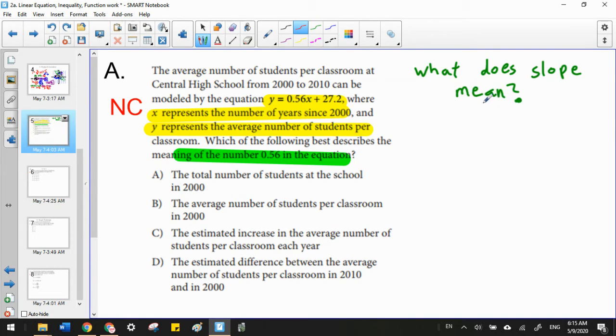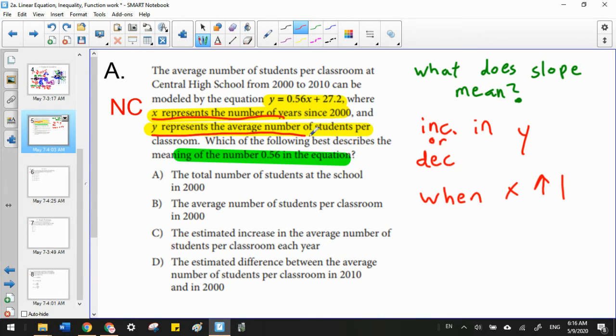When they ask what the slope means, we know what the slope means. The slope means the increase or decrease in y value when x value goes up by 1. So in this case, we already knew that x represents a number of years and y represents the average number of students per classroom.